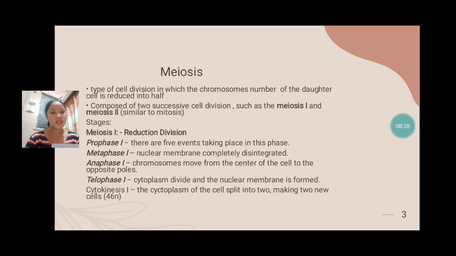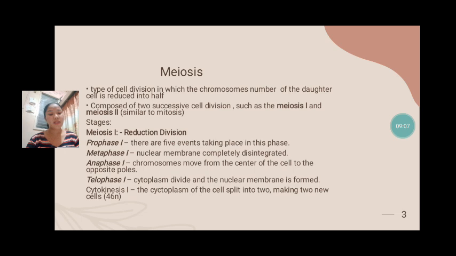Next is the telophase. In telophase 1, the cytoplasm divides and the nuclear membrane is formed. So in this telophase stage of meiosis, the cytoplasm divides, and then a nuclear membrane forms. Before I forget, in telophase 1, the chromosomes arrive at the poles and the cell divides into 2 haploid cells, each with half the number of chromosomes.